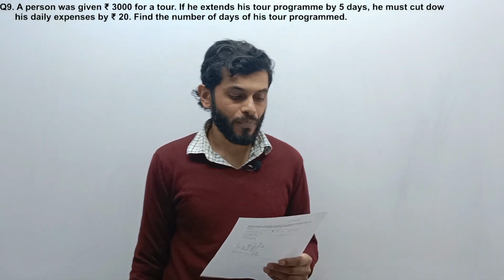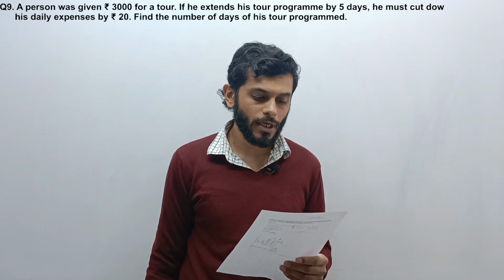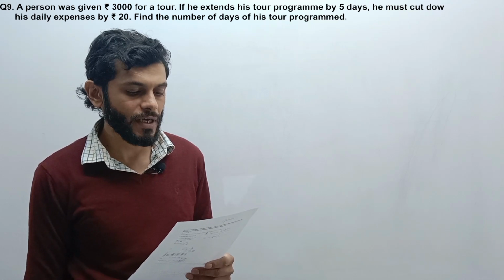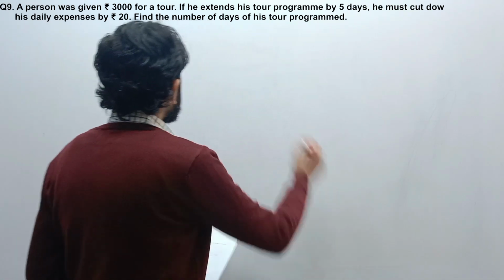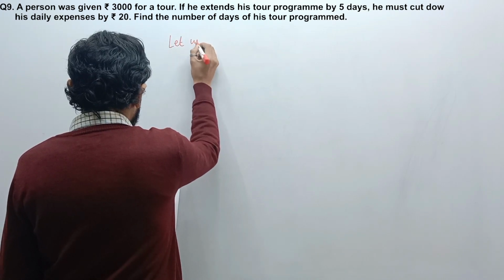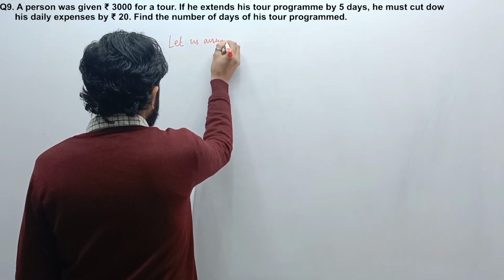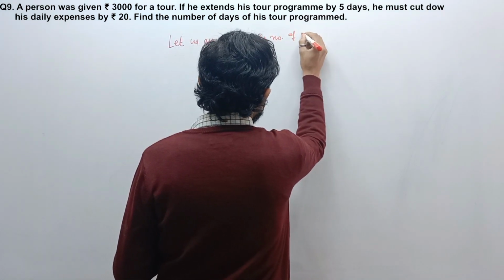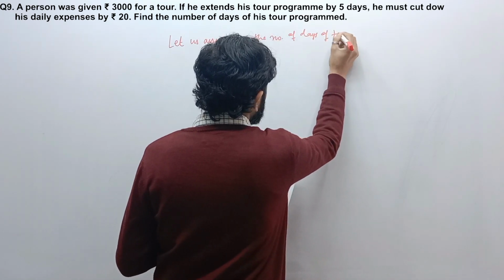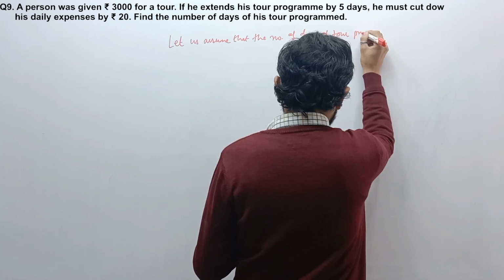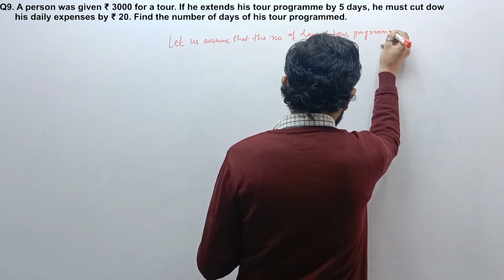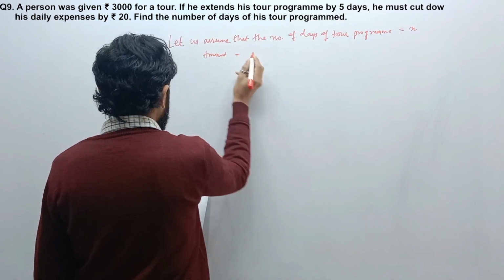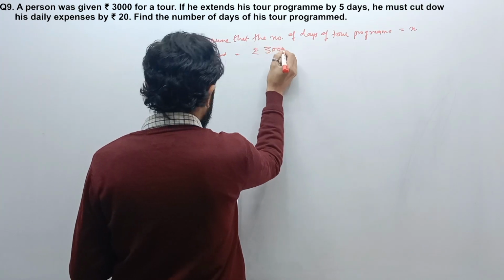Now coming to the next question. A person was given rupees 3000 for a tour. If he extends his tour program by 5 days, he must cut down his daily expenses by rupees 20. Find the number of days of his tour program. So let us assume that the number of days of the tour program be x, and the amount he has for the total duration is rupees 3000.